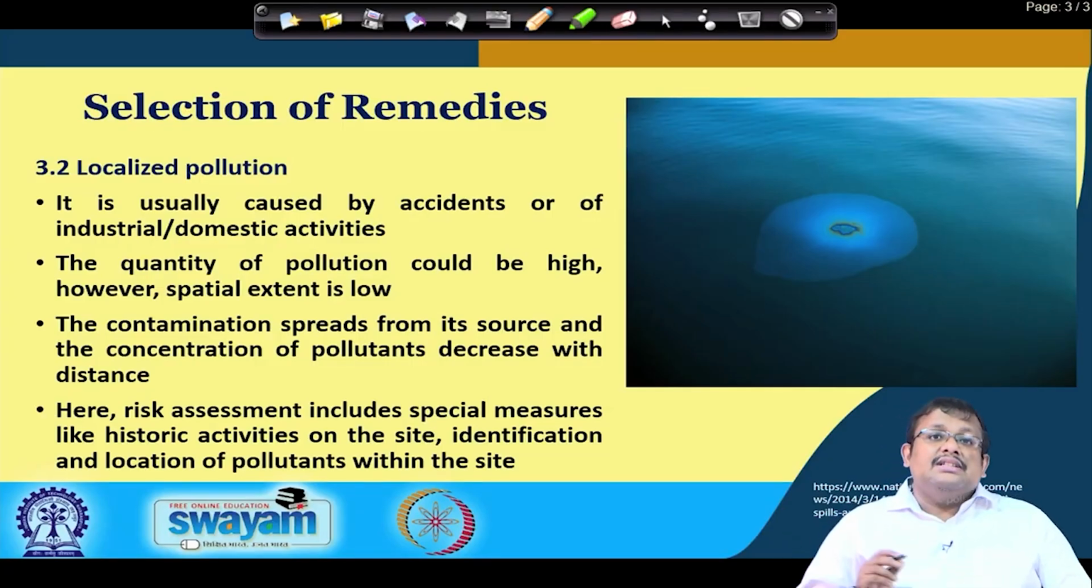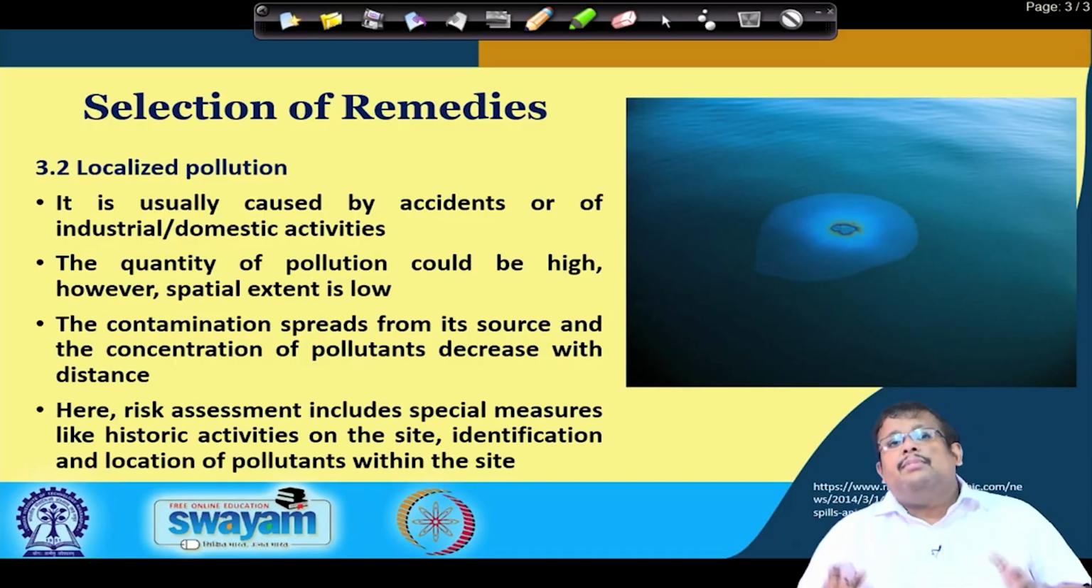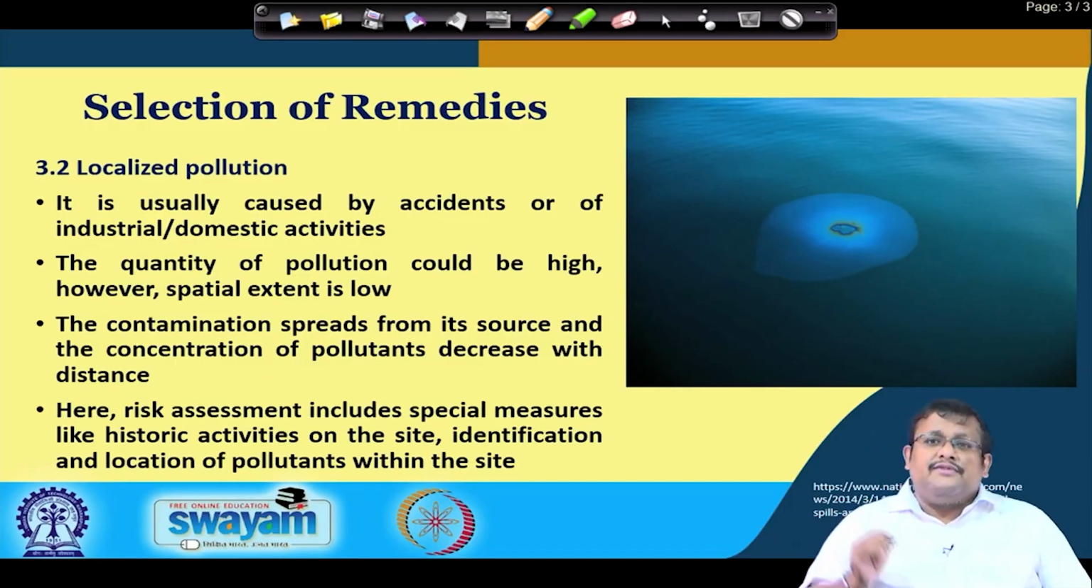The contamination spreads from its source and the concentration of the pollutant decreases with the distance. Risk assessment includes special measures like historic activities on the site, and identification and location of pollutants within the site. An example of localized pollution is a petroleum spill in the ocean from a tanker, where the spatial extent of pollution is less.